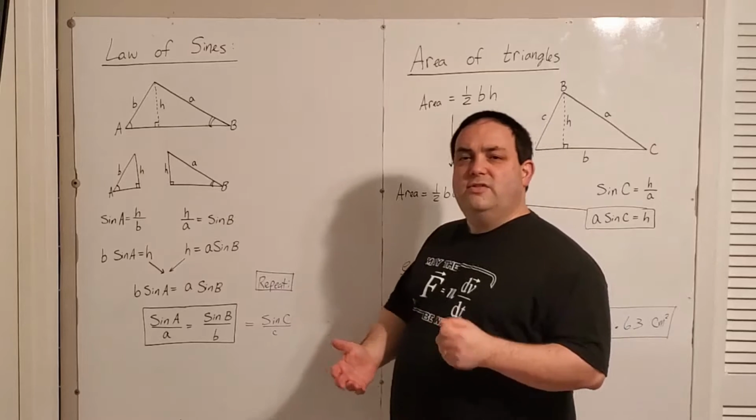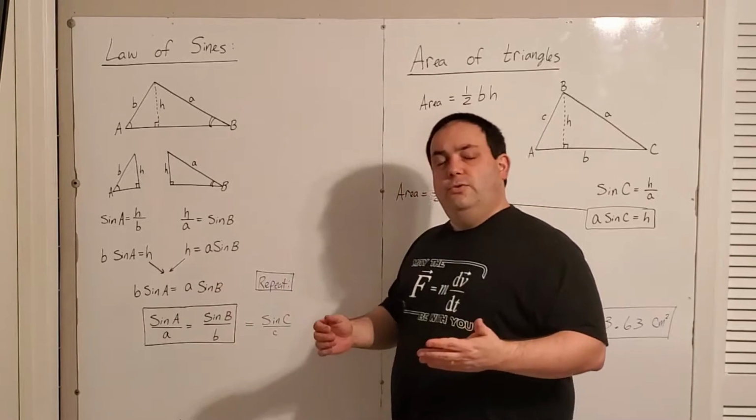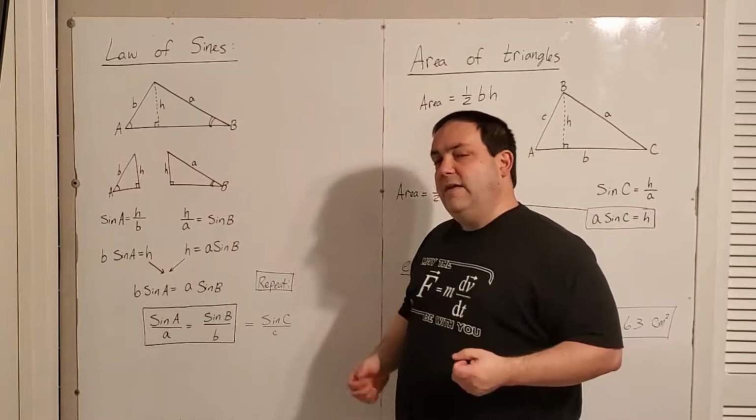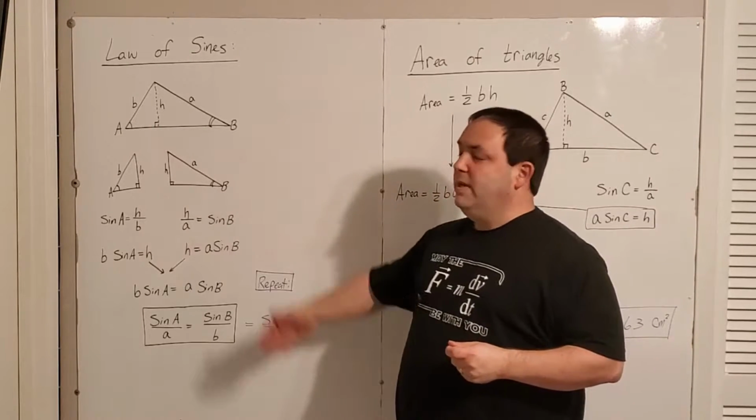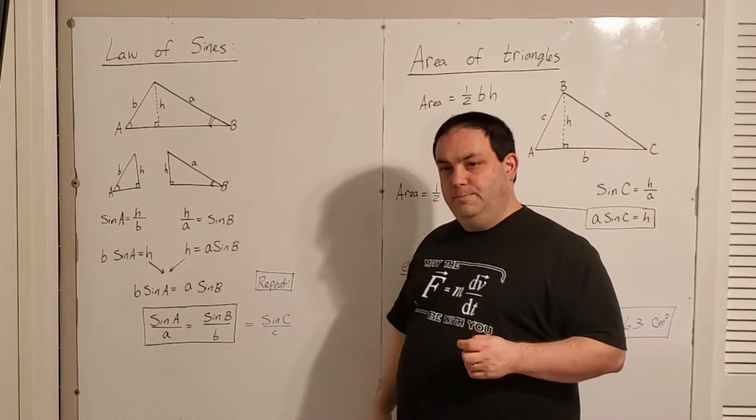And that allows us to take the sine of an angle and relate it to a length. And it doesn't have to necessarily be in a right triangle. It can be in any triangle, hence the generic big triangle up top.